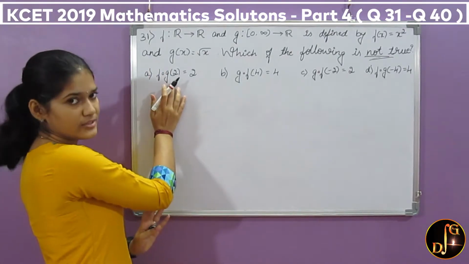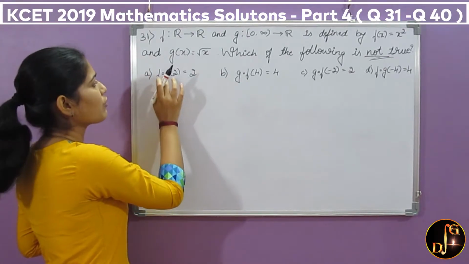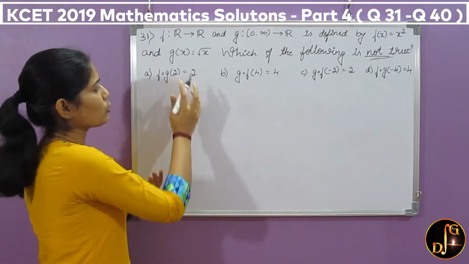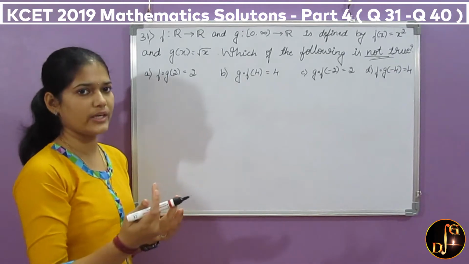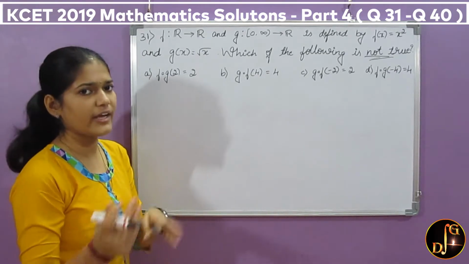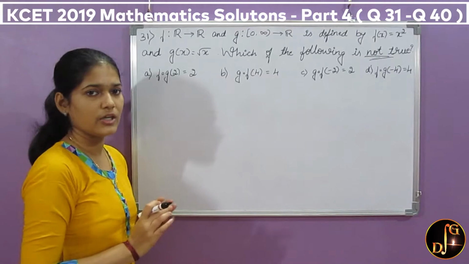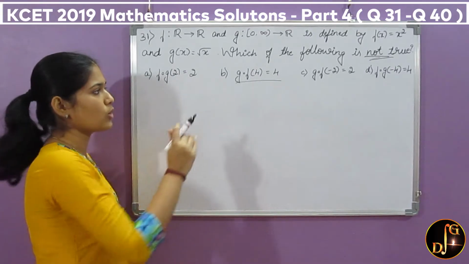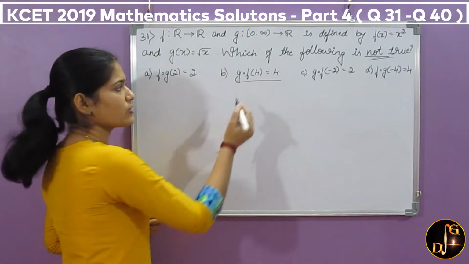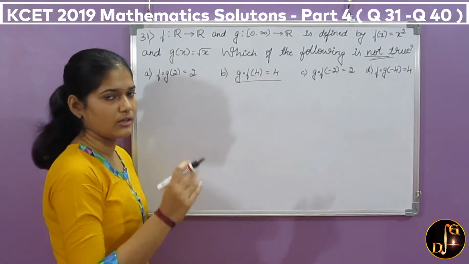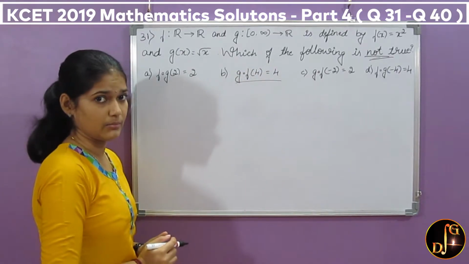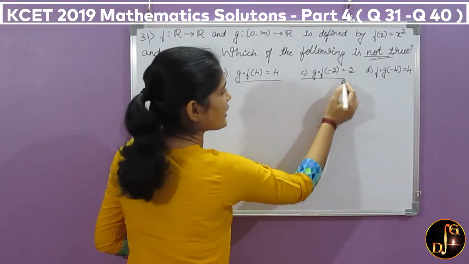Observe here. In this function, we have f of g of 2 is equal to 2. That means we have to take the root 2, then we have to square it. When we take the root and square, then we will get back to the same number. So this is a correct option, right? Now let's move on to the next option. Here also same thing. If we take square and then root, then also we'll get back to the same number. Now let's see the third option.